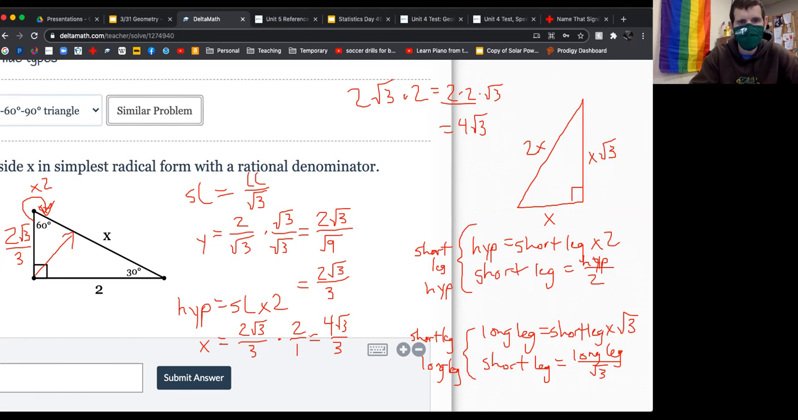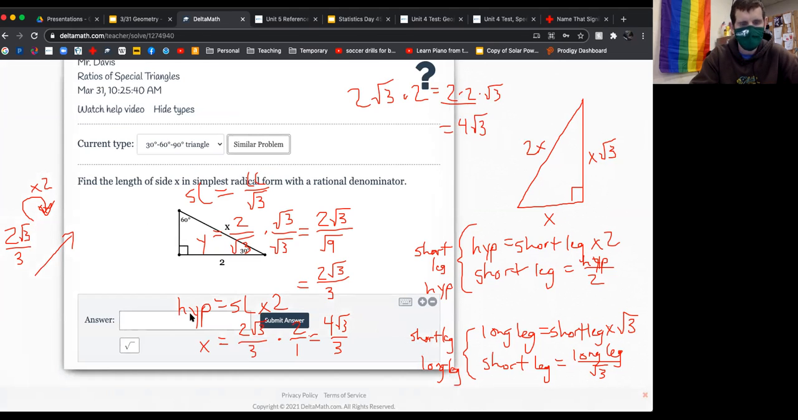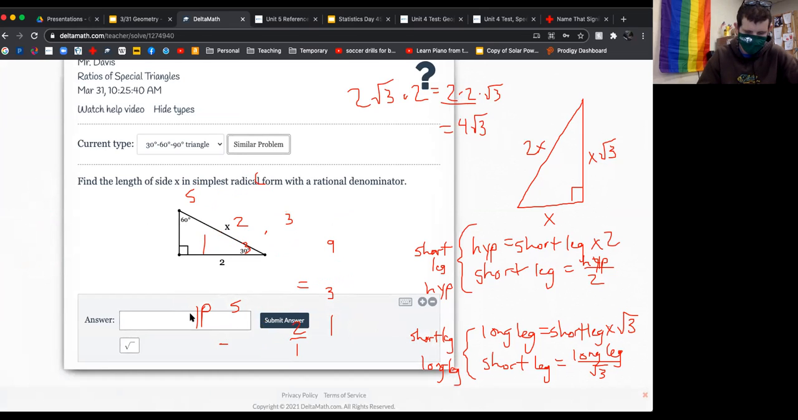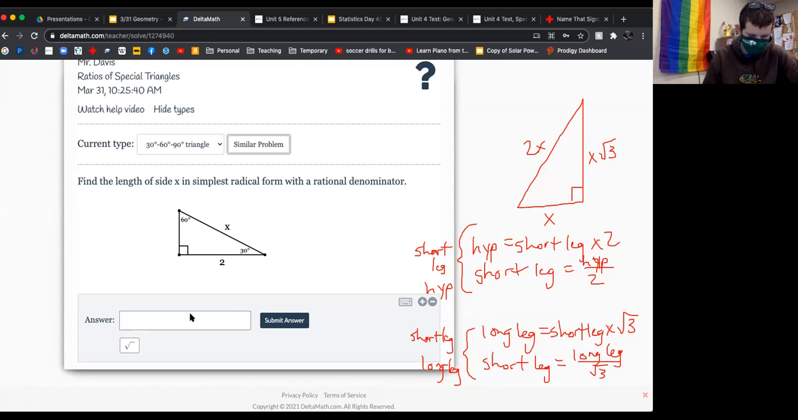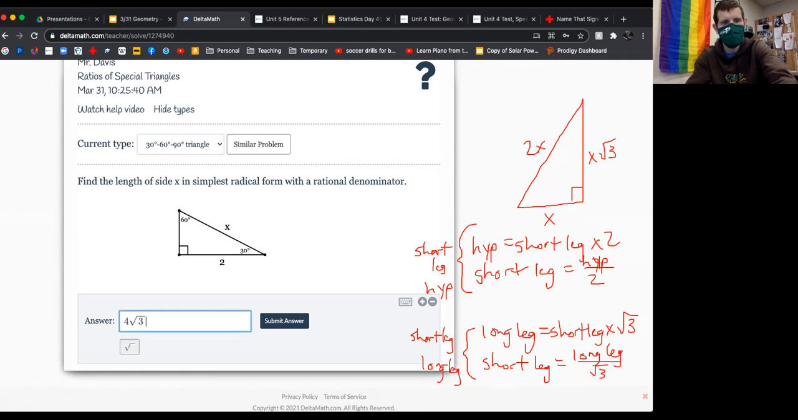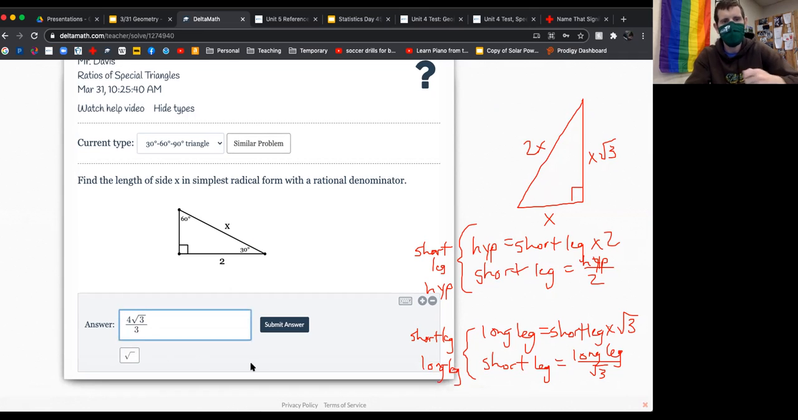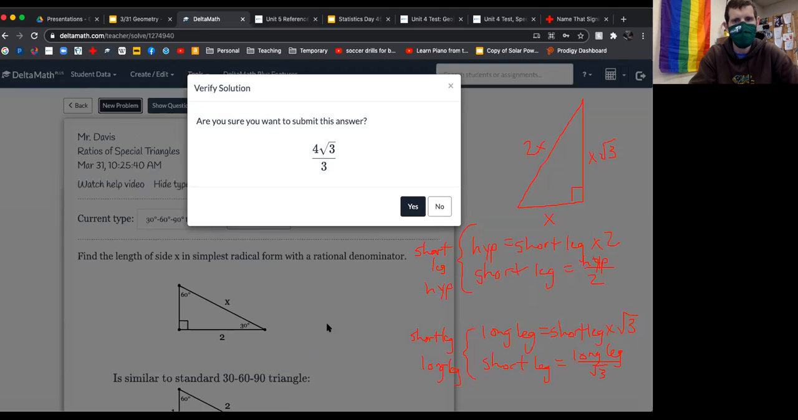Let me plug that in. I will erase all this first of all. All right, sorry, need to erase. All right, there we go. We have a clean screen again. So it's 4 times the square root of 3 divided by 3, and there's my answer, and it was good.